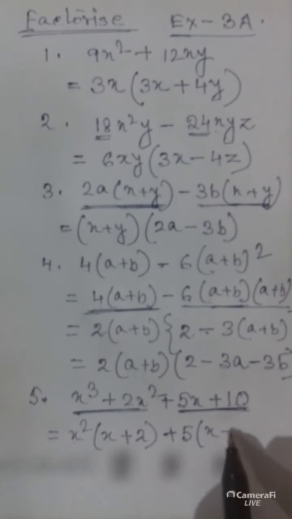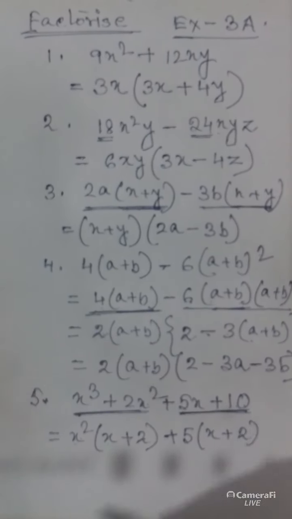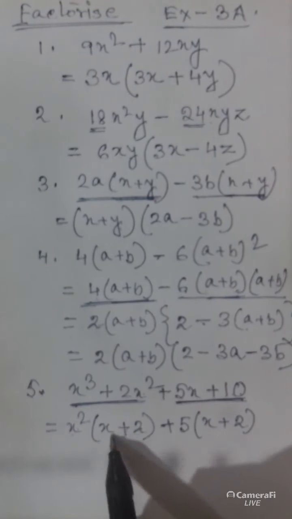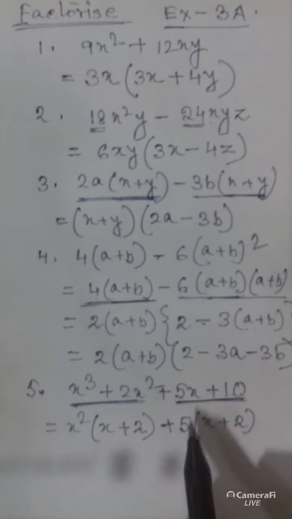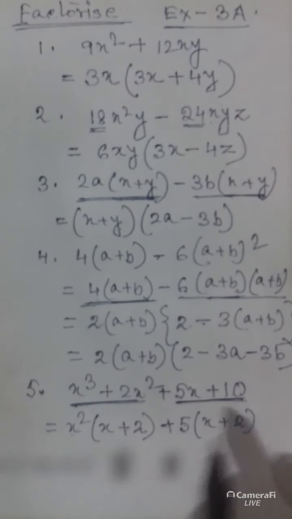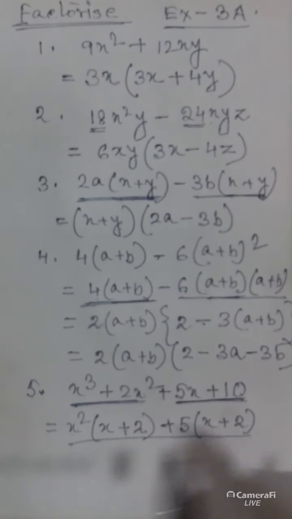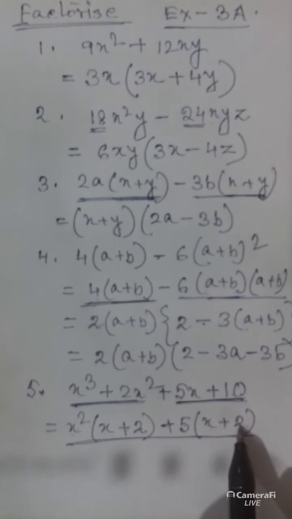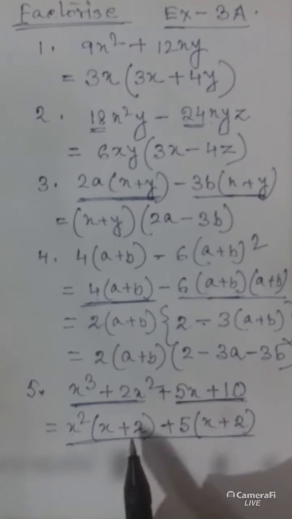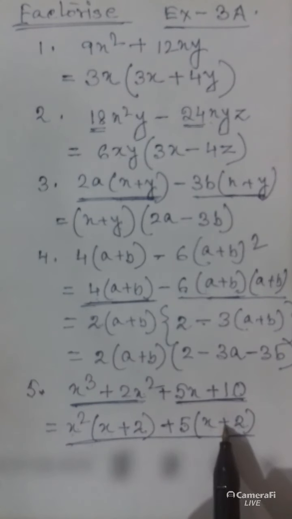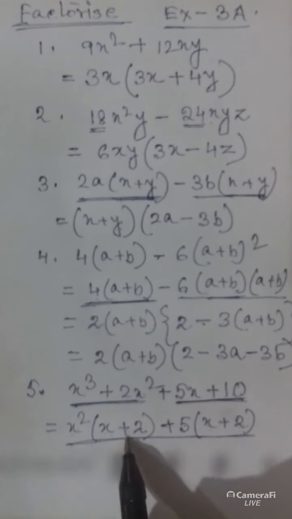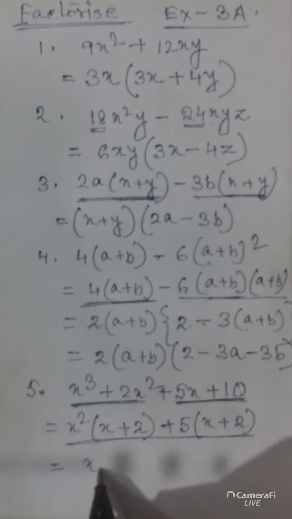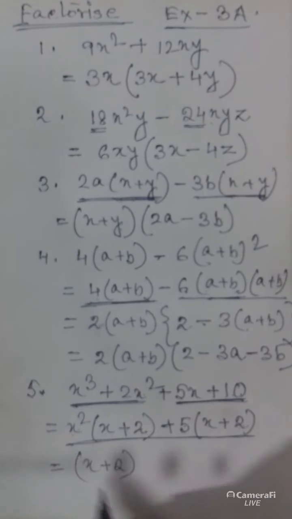Then x plus 2. Now see this line: x square into x plus 2 plus 5 into x plus 2. In both terms x plus 2 is common. So x plus 2 is common.